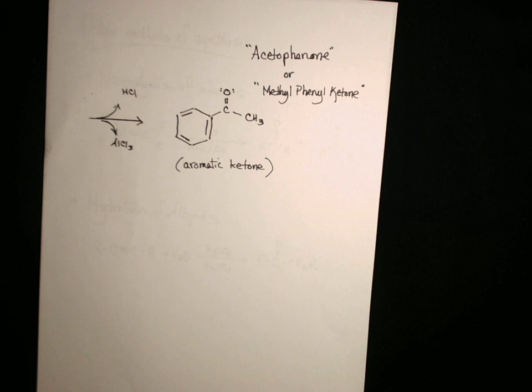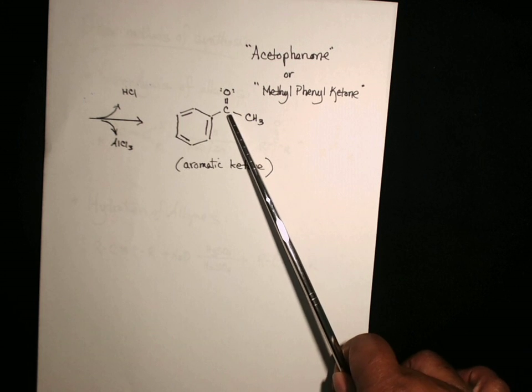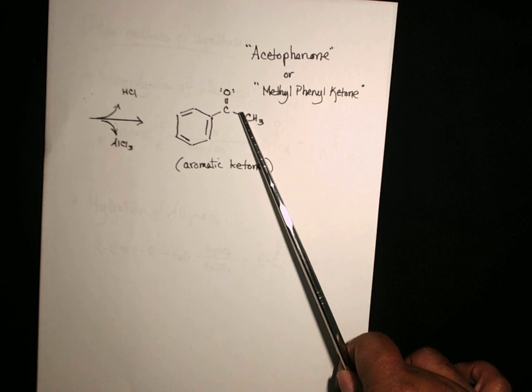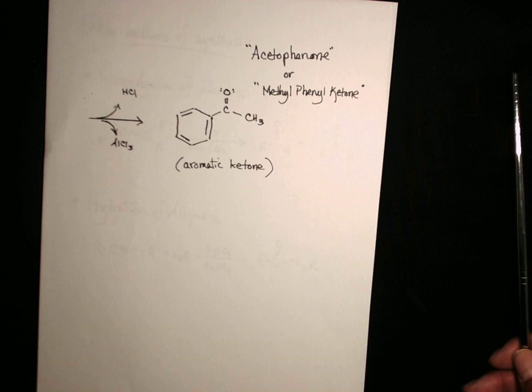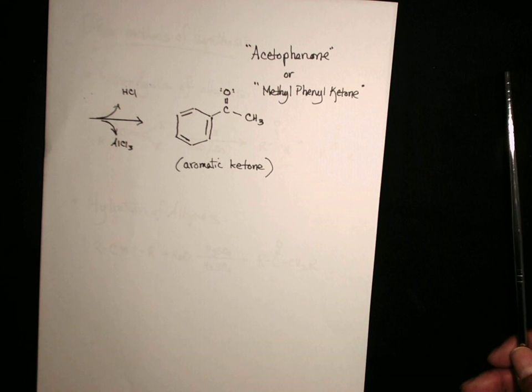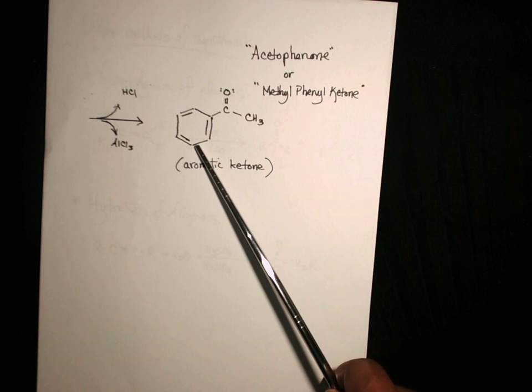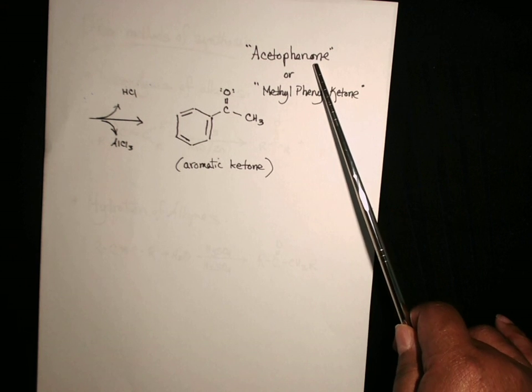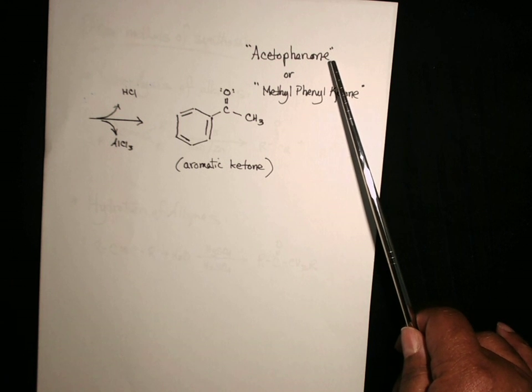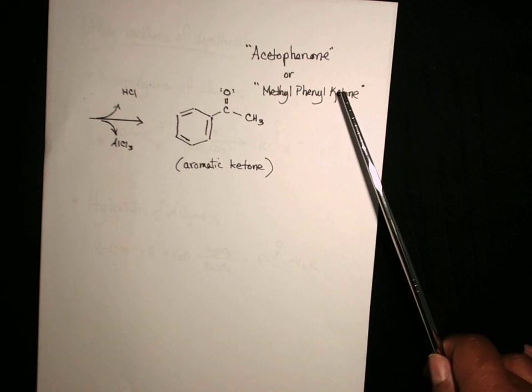Now, when we discussed Friedel-Crafts acylation a couple of months ago, we wanted to reduce this carbonyl to a methylene and thereby make an alkyl benzene. That's if you want to make an alkyl benzene. But again, we're talking about aldehydes and ketones. So we could stop right here. And this is called acetophenone, or if you use the alkyl naming method, methylphenyl ketone.